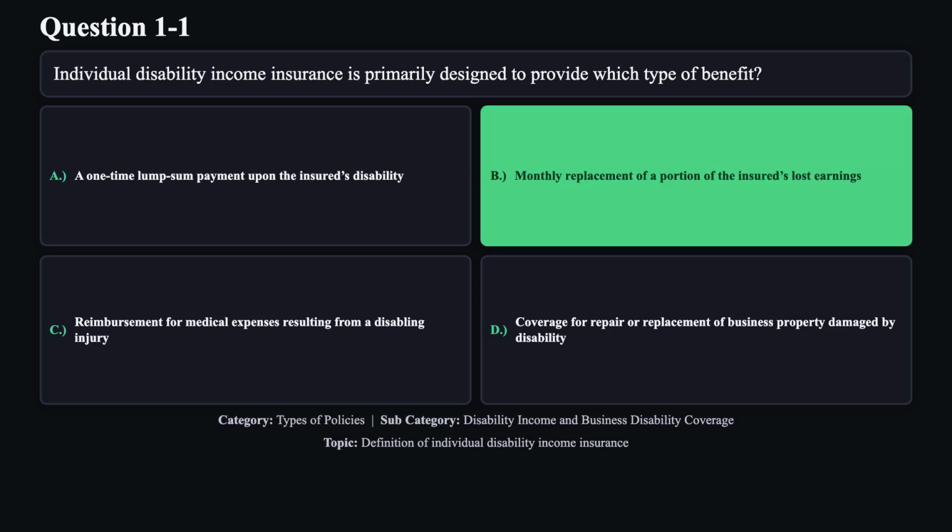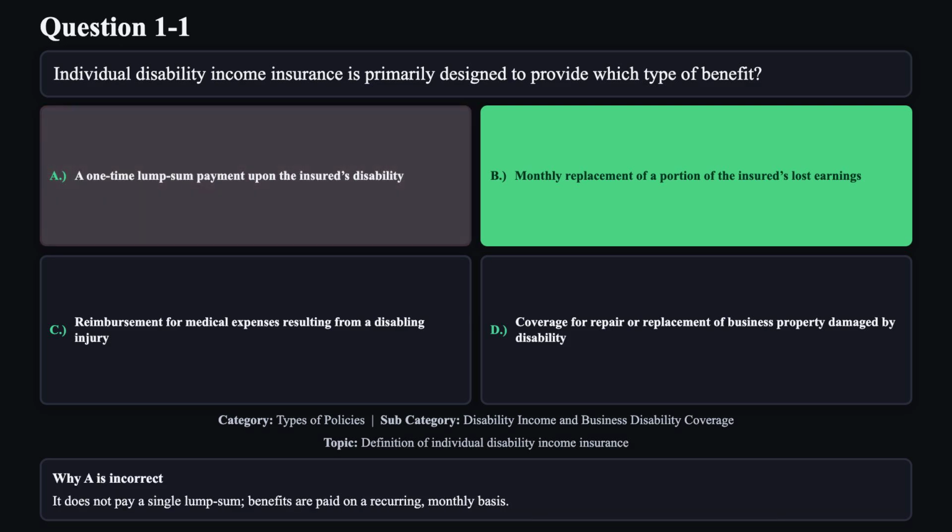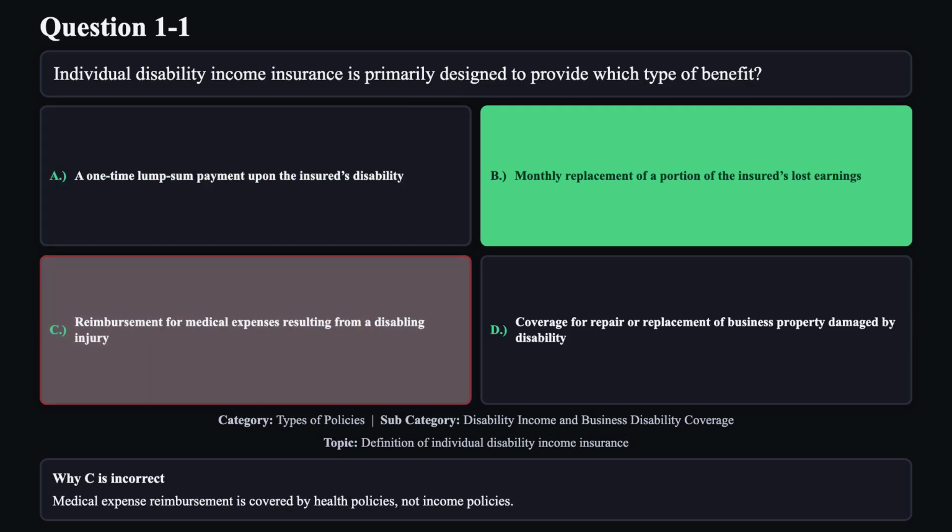The correct answer is B. The policy is intended to replace a proportion of lost earned income with periodic payments, not to cover medical costs or property losses. Reason A is not correct. It does not pay a single lump sum. Benefits are paid on a recurring, monthly basis. Reason C is not correct.